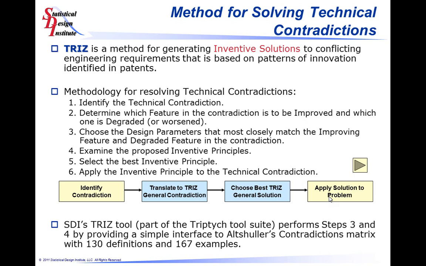Now, the design parameters and inventive principles that are included in SDI's TRIZ tool are those developed by Genrich Altshuller in his TRIZ method, and those that were investigated as part of his contradiction matrix. And in the tool, we've included the 39 design parameters that are typical or based on Altshuller's work, the 40 inventive principles, and then supported those with 130 definitions and 167 examples that you can use and evaluate to help you come up with a solution to your problem.